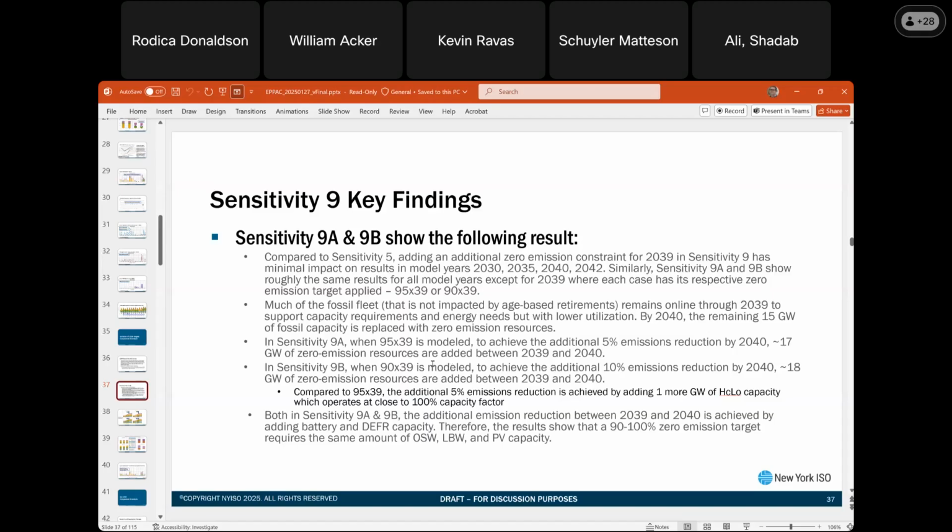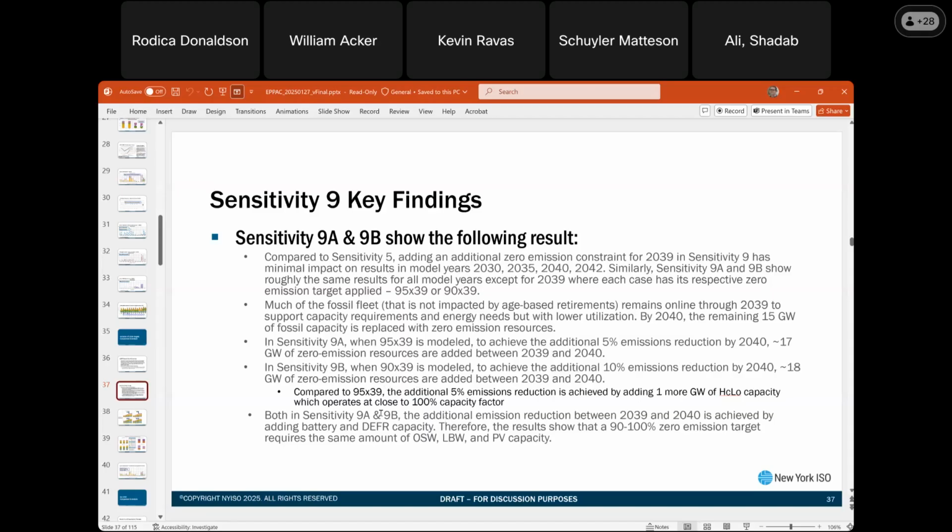In the case where we have the 95 by 39 target modeled, to achieve that additional 5% emissions reduction by 2040, approximately 17 gigawatts of zero emission resources must be added between 2039 and 2040. And then in the 90 by 39 case, to achieve that additional 10% of emissions reduction by 2040, it's 18 gigawatts of zero emission resources.